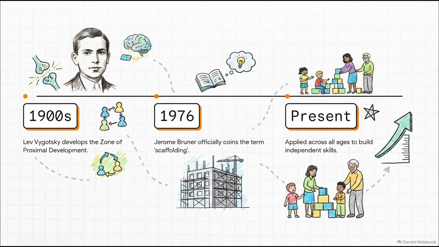Basically, it's the idea that a learner can do so much more with the guidance of someone knowledgeable than they ever could completely alone. Fast forward a bit to 1976, and psychologist Jerome Bruner builds on Vygotsky's work, officially coining the term scaffolding. And today, this elegant theory isn't just for little kids. It's applied across every sector, for all ages, to build independent skills.